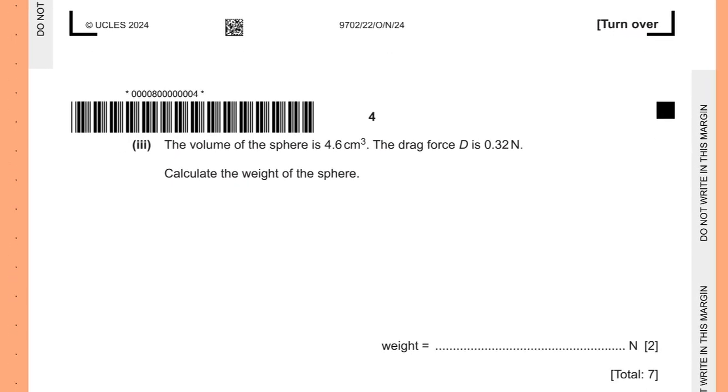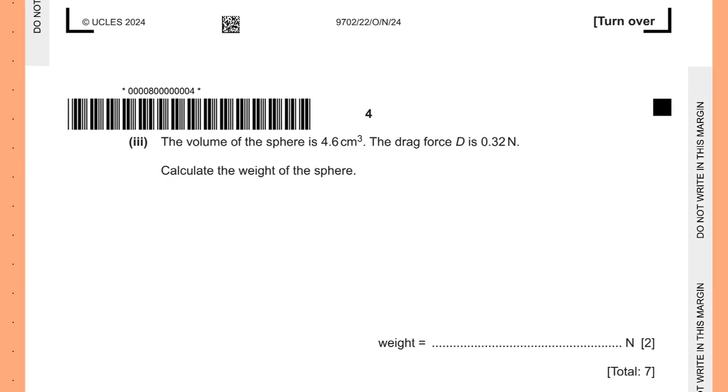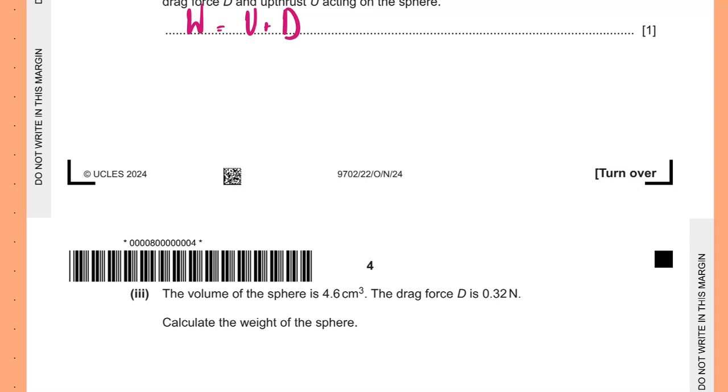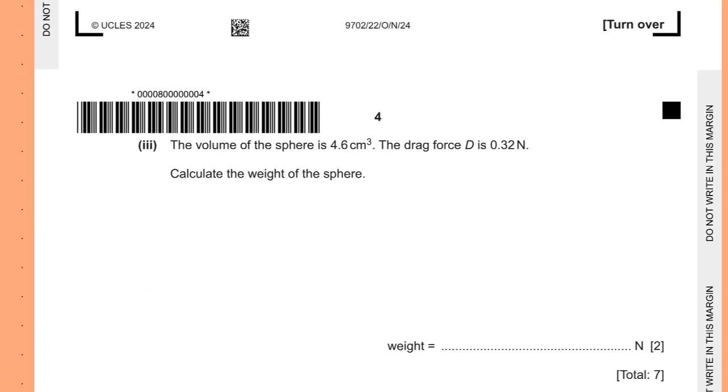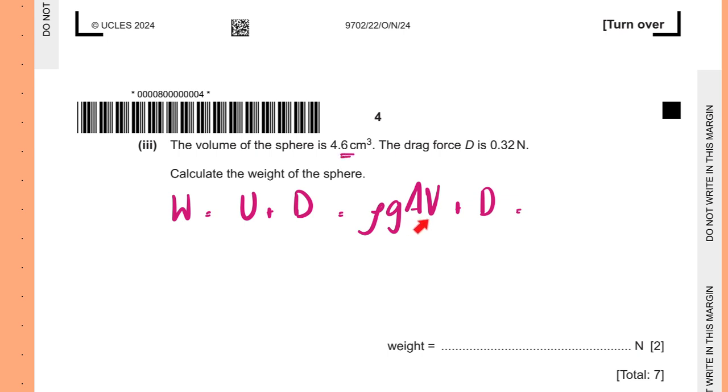The volume of the sphere is given, drag force is 0.32, calculate the weight of the sphere. It's obviously the sum of upthrust and the drag force. Drag force is given. I will need to find upthrust though. So weight equals U plus D. The formula for U is rho g delta V. Delta V means this is the volume which is actually underneath the surface of the water. As we saw in the diagram, the entire sphere is below the water, so all of that volume is going to be plugged in here.